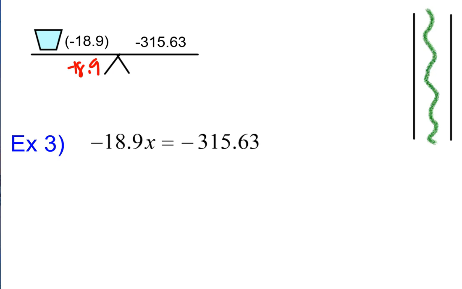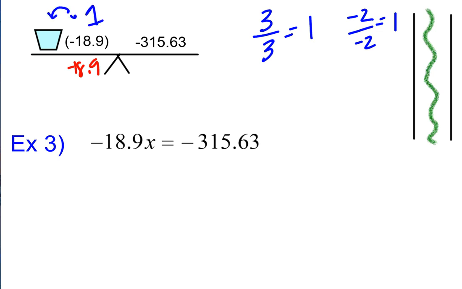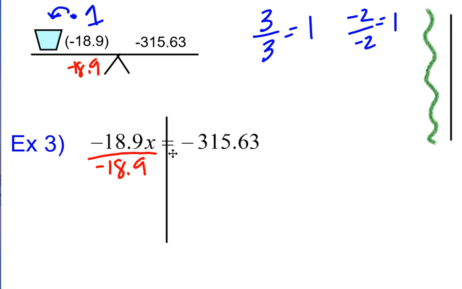Any number over itself equals 1. We know like 3 divided by 3 equals 1. Negative 2 divided by negative 2 equals 1. Because that equals 1, I can get a 1 here, and I know then that 1 times anything is going to be whatever anything is, whatever I'm looking at. So let's show that down here. Let's divide by negative 18 and 9/10. And oops, I forgot to separate my sides. So I'm going to bring my little bar over to keep me straight. And then I'm going to divide this side as well by negative 18 and 9/10.